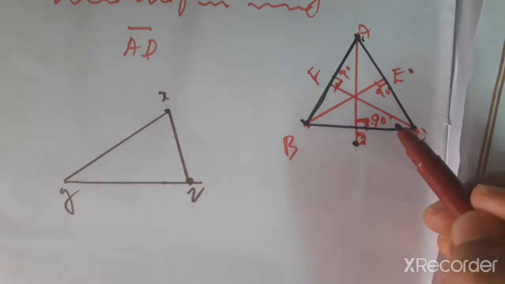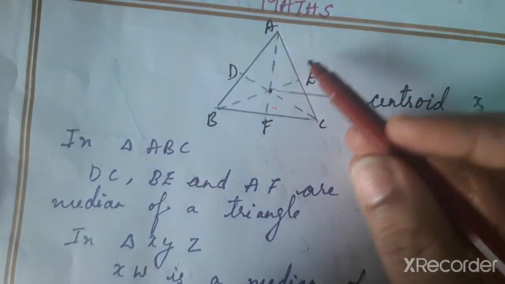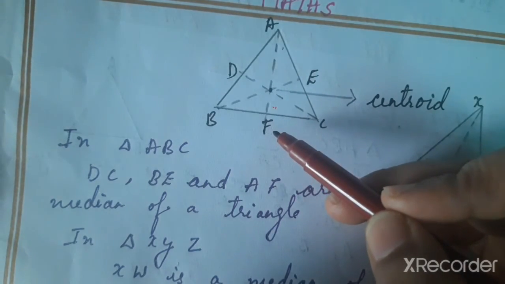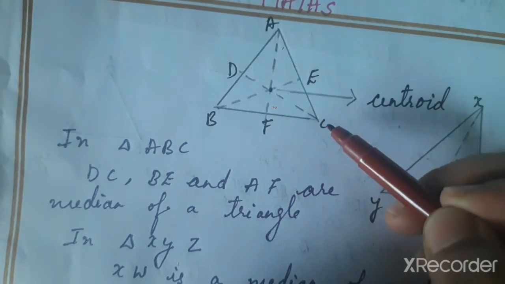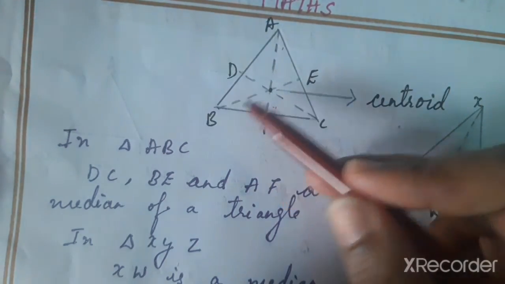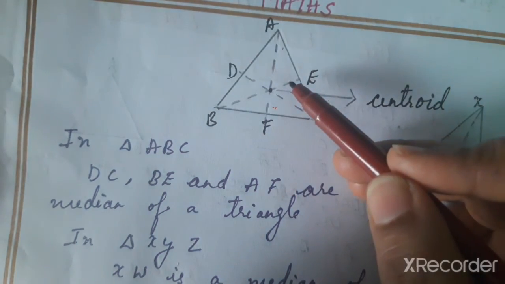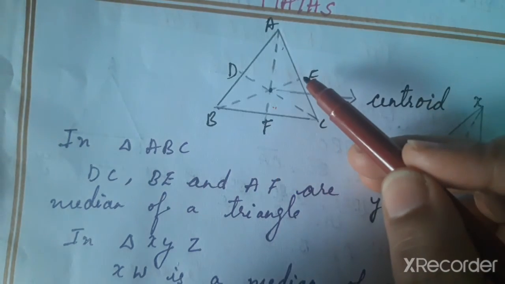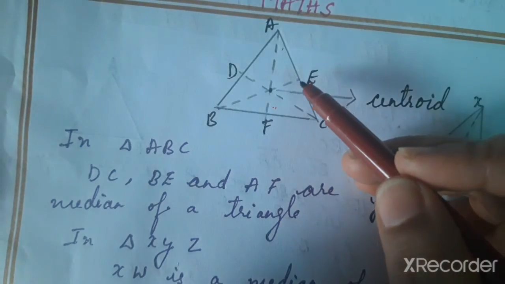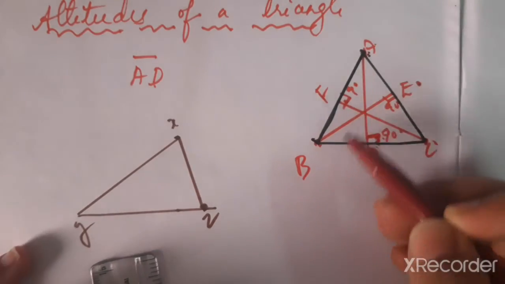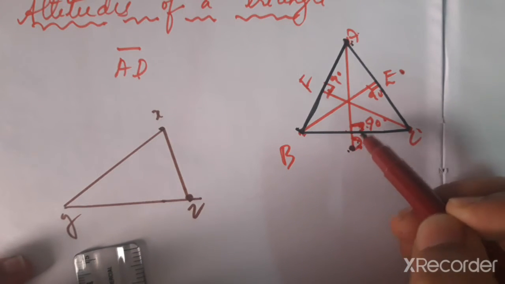So in triangle ABC, which is equilateral, AF is a median and also an altitude of the triangle. DC is a median and also an altitude. BE is a median and also an altitude, because each line segment joins a vertex to the opposite side, satisfying the median definition, and we get 90 degrees on the opposite side. So here we know that altitude and median are the same. AD is an altitude and AD is a median.